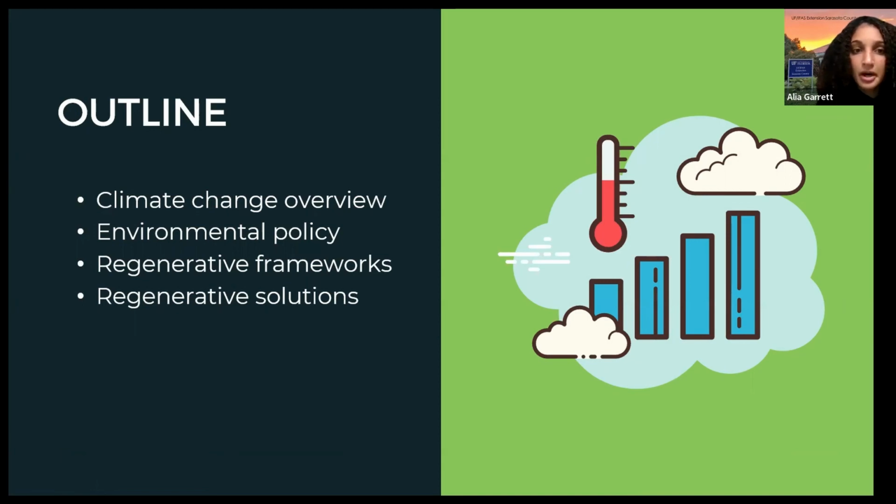But today we're going to be covering climate change, just a quick overview, talk about those fundamentals. We'll talk about environmental policy and then move into regeneration. The last part of the presentation is based off of a book by Paul Hawken. So we'll talk about the frameworks in that book and then also some of the solutions. I will say there are a lot of solutions, which honestly is a good thing. So we're just going to touch on some of them today, but not all.